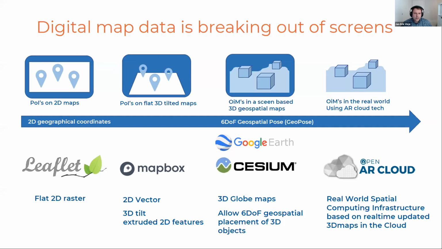That's all great. This is real world spatial computing, 3-dimensional, but in OpenAir Cloud and in the spatial computing industry, we want to bring the map data out in the real world to create immersive maps that we are in the middle of, and we interact in the way we interact with the real world. So OpenAir Cloud is engaged in this technology of real-world spatial computing, which is more or less an infrastructure that would be based on real-time updated 3D maps that are in the cloud. Next slide.